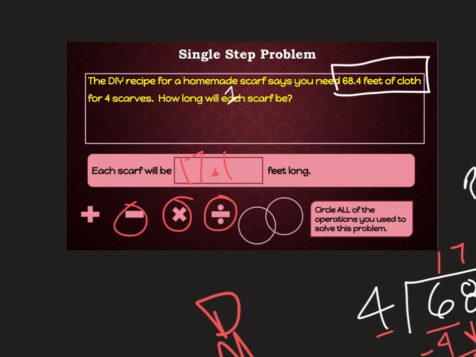If I wanted to check my work, I would just multiply 17.1 times 4, and I should get 68.4. So that's how I would check my work to make sure that's the right answer. I'll let you do that. Again, multiply 17.1 times 4, and you should get 68.4. Okay, next slide.